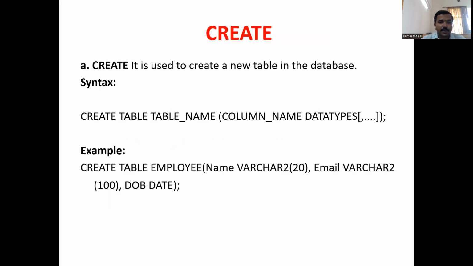First one is create. Create is used to create a new table in the database. And then the syntax: first create table, table name, and column name or data types. That is, data type means domain. For example, create table employee, where employee means table name. And then next, name varchar. We specify the varchar. And then email ID also varchar. And date of birth, that is date. Okay, this is the create.